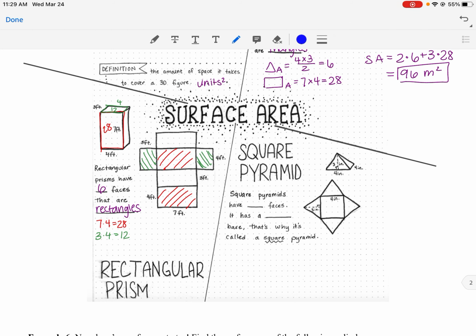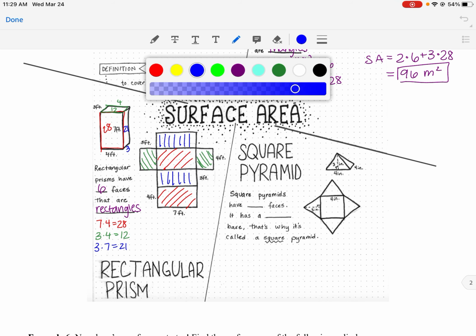And last but not least, we've got a width of 3, and then a height of 7. So 7 times 3 is 21. And then that ends up being these other two. So you'll notice that each of these rectangles appear twice.